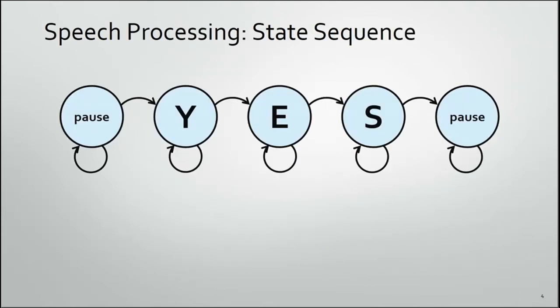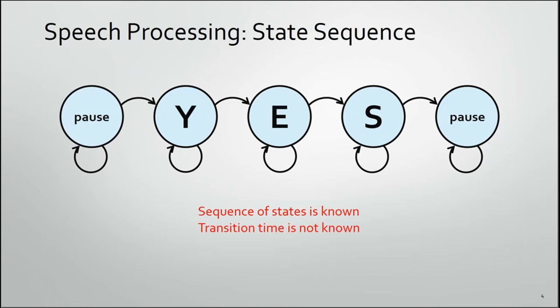Now this is the sequence of states. It begins with pause and goes through the states Y, E, S, and back to pause. And we might assume that the initial pause and the final pause are 2 different states. Now, what's known is the sequence of states. It goes specifically through pause, Y, E, S, pause. It's not going to jump back from S to Y, for instance. That's never going to happen.